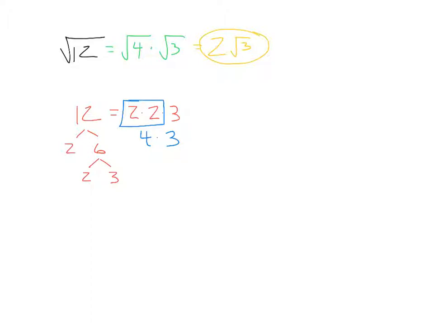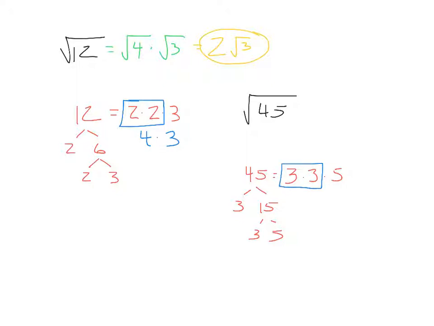Let's try a different one. How about this time we look at the square root of, let's say, 45. So the square root of 45, and again, I'll make the factor tree here. 45 is 3 times 15, and 15 is 3 times 5. So 45 can be written as 3 times 3 times 5. And once again, we see that we have a pair of numbers multiplied together here. 3 times 3 makes 9.